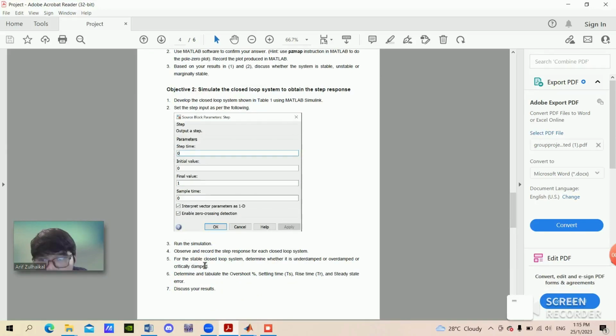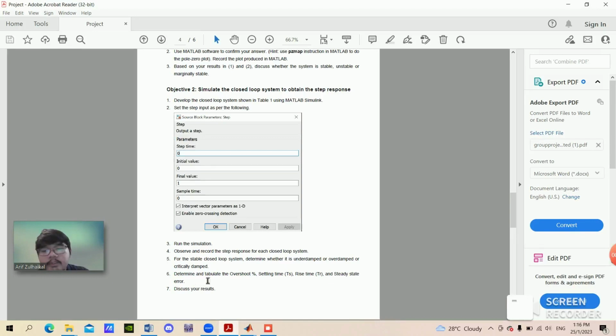Next, for the stable closed loop system, determine whether it is underdamped, overdamped, or critically damped. As we know, block diagram number 4 is an unstable closed loop system, so it does not have underdamped and so on.